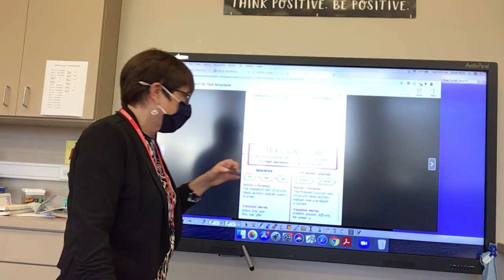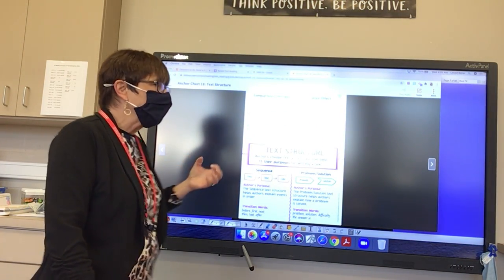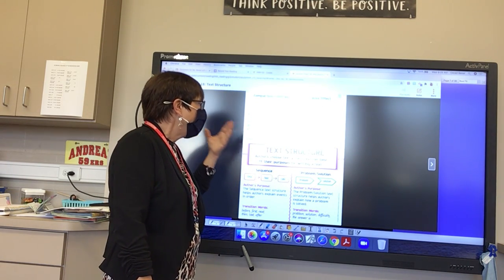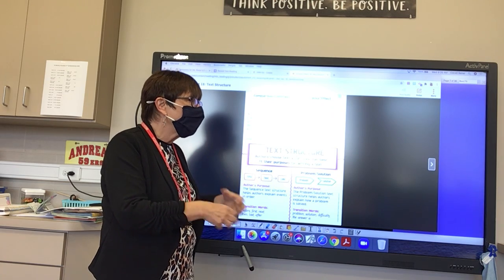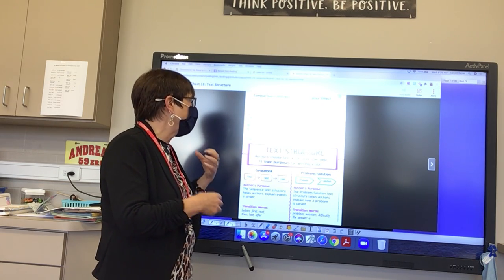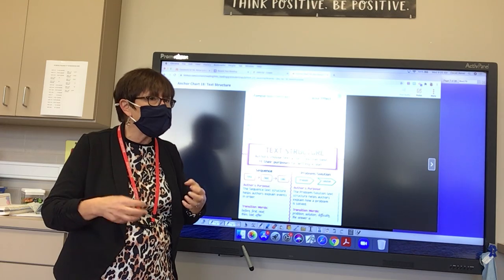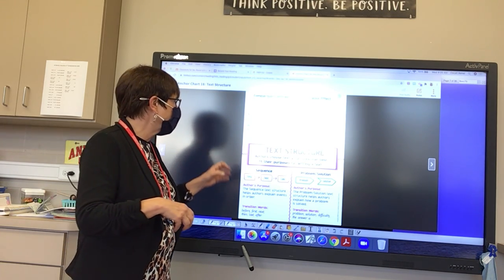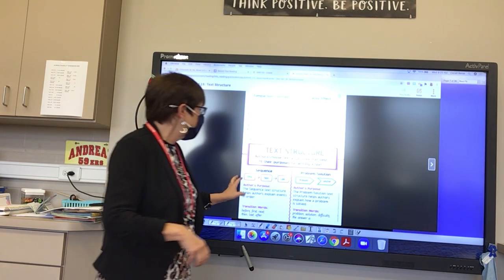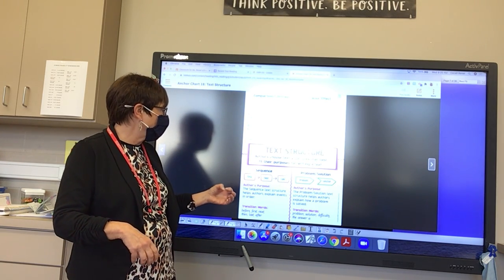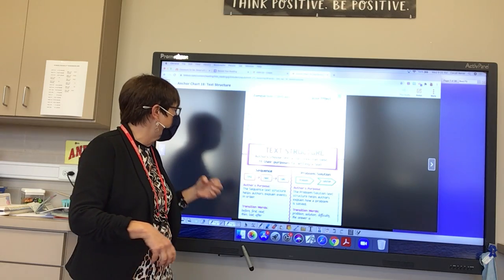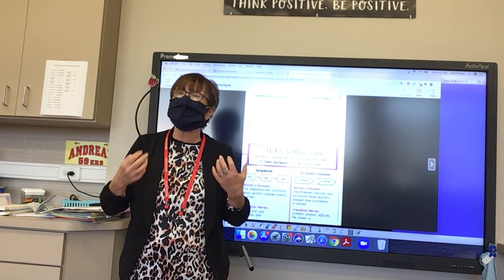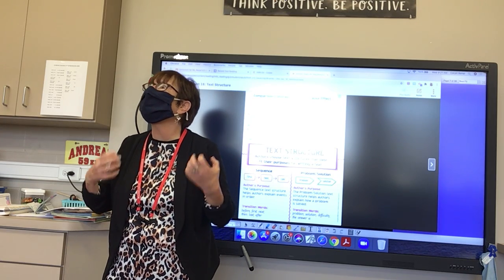Okay, boys and girls. We have been talking about text structure, which is how authors structure or build their story. And they pick the one that best suits the purpose of their story. This week we are talking about sequence. The sequence text structure helps authors explain events in order. And they use certain key words or transition, key or clue words.